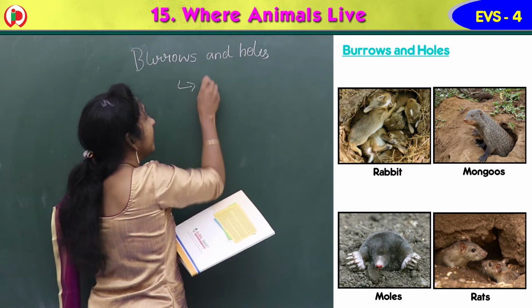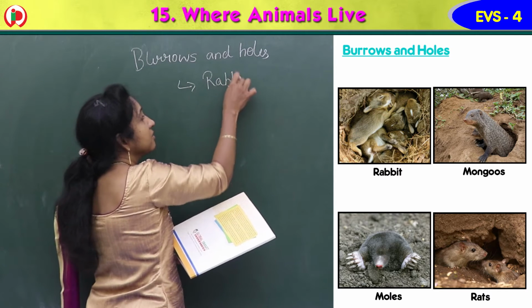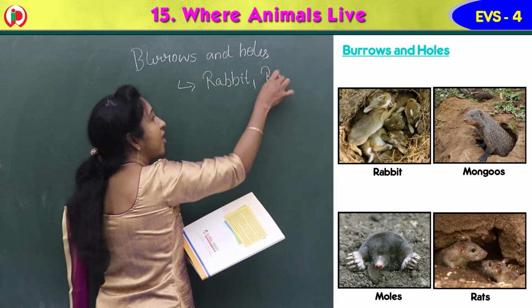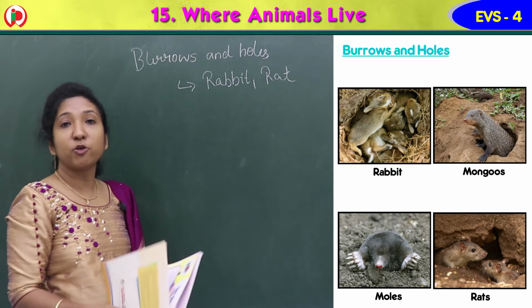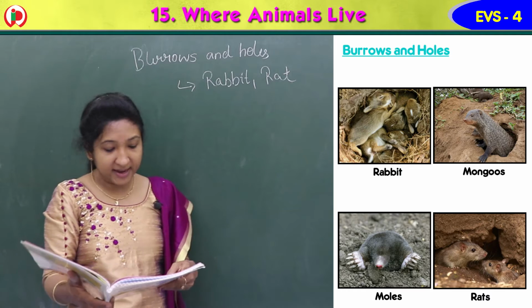Animals like rabbit, rat, they all build holes, dig holes, like an underground passage. We say burrows or halls, and they live inside it.